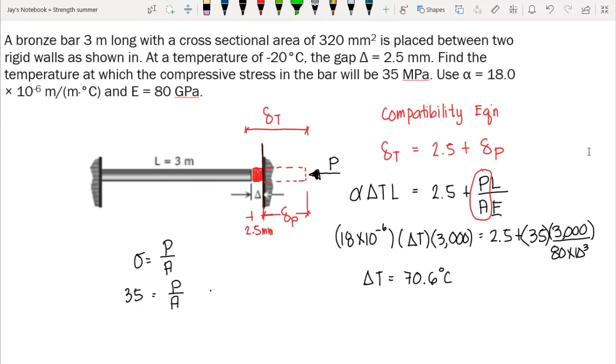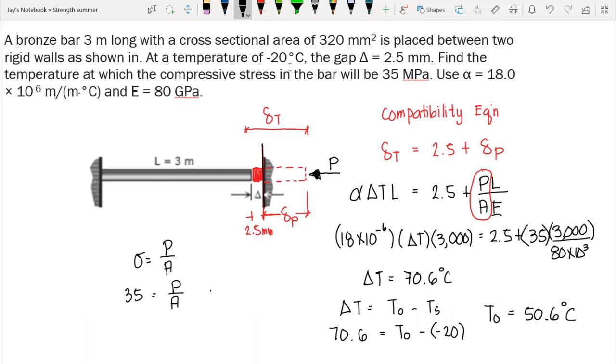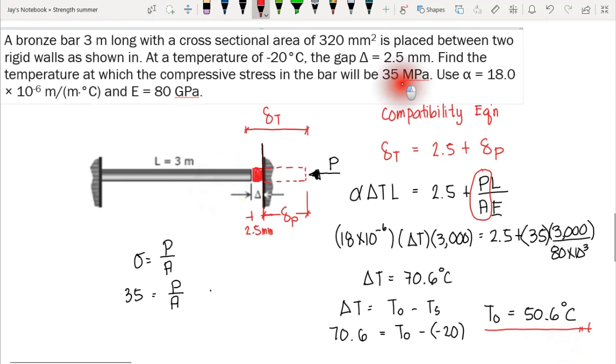We know that our change in temperature is equal to the observed temperature minus the standard temperature, at which the length of the bar is 3 meters. So our change in temperature, 70.6, is equal to the observed temperature minus, now during our length of 3 meters, the temperature is negative 20 degrees Celsius. So we have minus negative 20, and therefore the observed temperature is equal to 50.6 degrees Celsius. So we can say that when our temperature is 50.6 degrees Celsius, the stress in our bar becomes 35 megapascals.